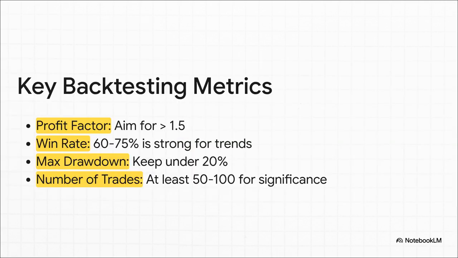And when you're testing, these are the vital signs you need to be looking at. Profit factor. That's basically asking, for every dollar you risk, how many do you make back? Anything over 1.5 is really solid. Max drawdown. That's the biggest hit your account takes. You've got to keep that under 20% to stay in the game. Win rate is nice, but make sure you have enough trades, like over 100, so you know the results aren't just a fluke. These numbers tell the real story of your strategy.